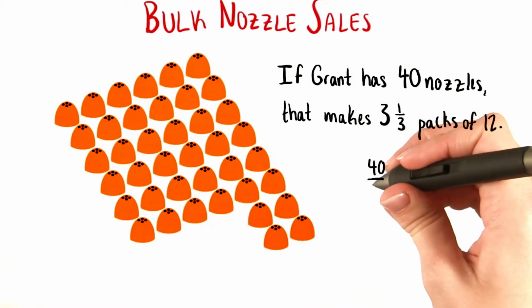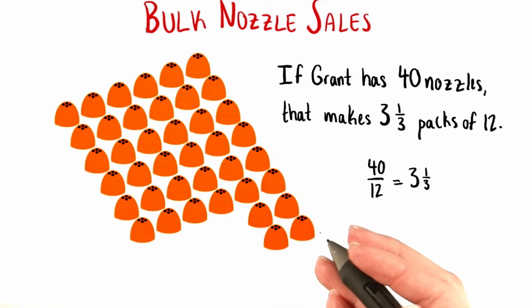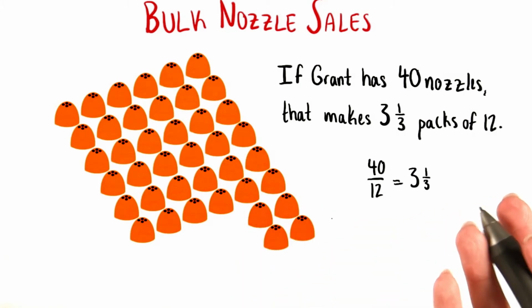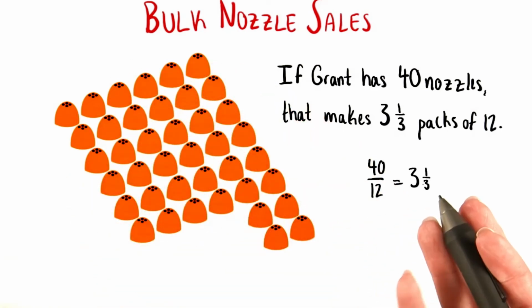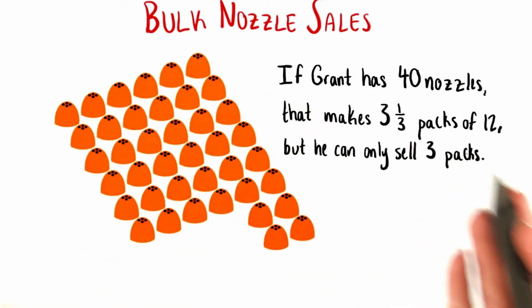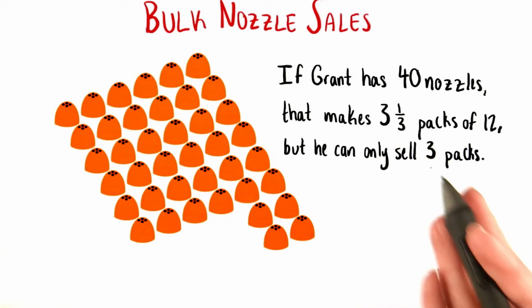Since if we take 40 and divide it by 12, we get 3 1/3. Now we can see these 3 whole packages of 12 nozzles, but then there's this 1/3 of a package left over. Grant can't sell 1/3 of a package, so this 3 1/3 packages really only counts as 3 for him. So it's almost as if we're taking this 3 1/3 and rounding it down to the nearest integer, 3.